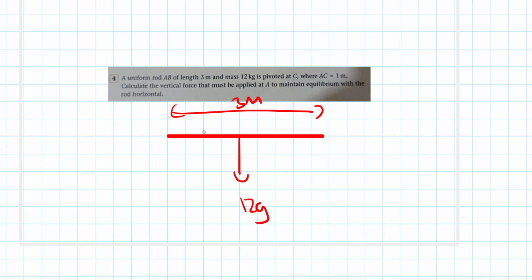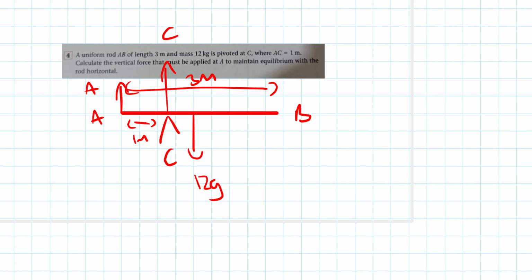It's pivoted at C, so this is A, this is B. AC is 1 meter, so there's a pivot at this point here, which is 1 meter, and that's C. Calculate the vertical force that must be applied at A. So there's a vertical force here at A to maintain equilibrium with the rod horizontal. Okay, so here there is also a reaction force at C.